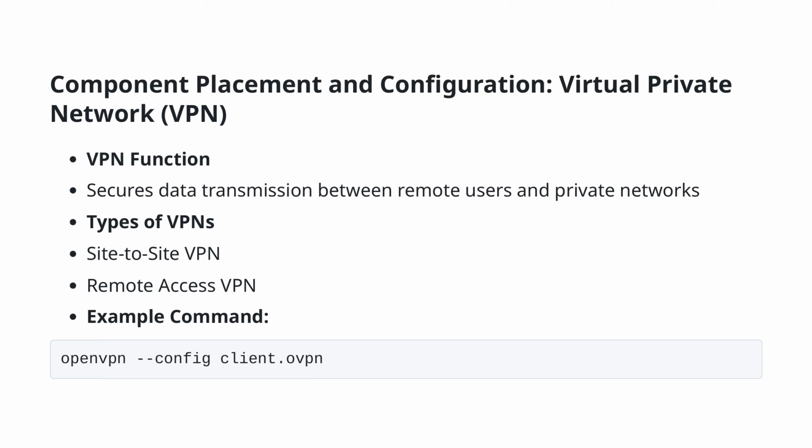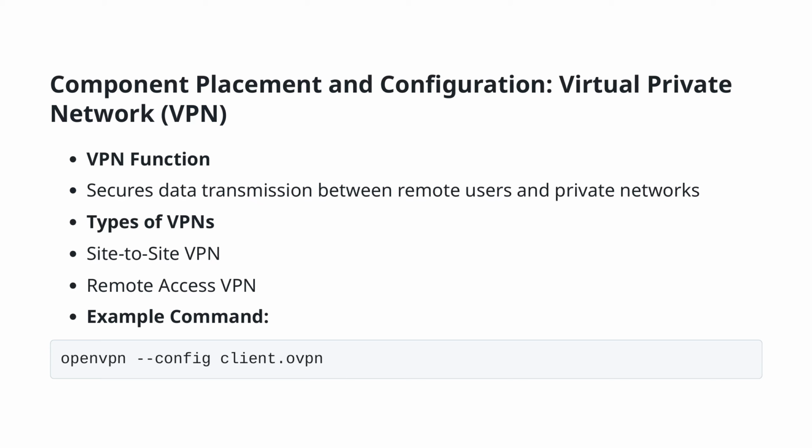The first is site-to-site VPN, which connects entire networks to each other, making it appear as though they are part of the same local network, even if they are geographically distant. The second type is remote access VPN, which allows individual users to connect to a private network remotely. This is particularly useful for remote workers who need to access company resources securely from various locations.